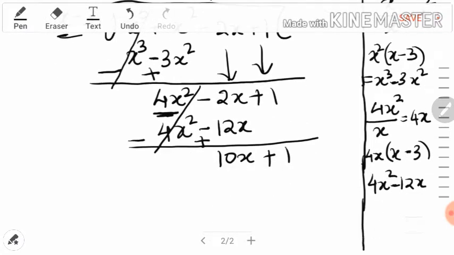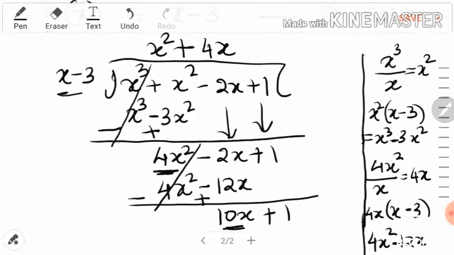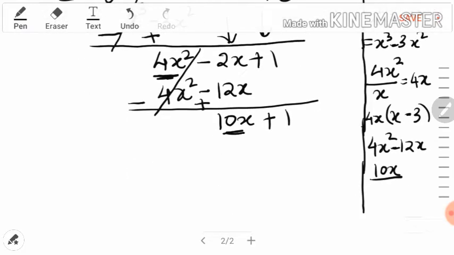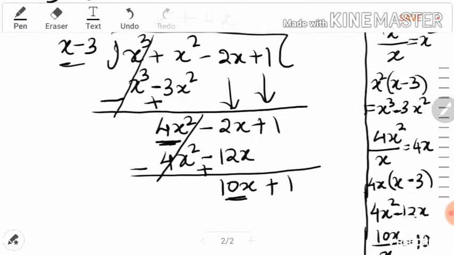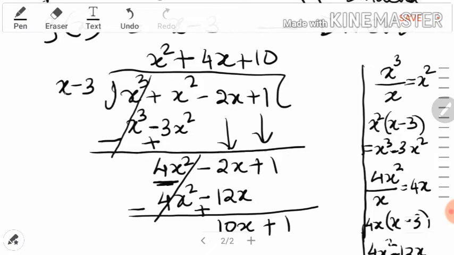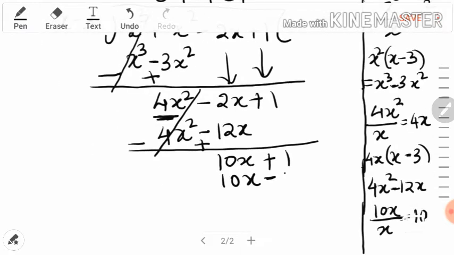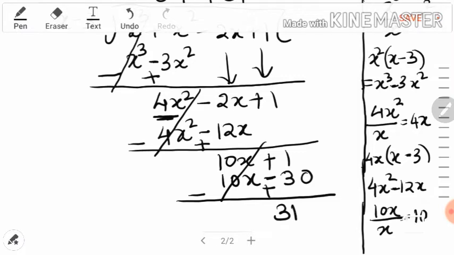Now again we repeat the same thing to find the third term. So 10x, we are dividing the term with the highest power in this expression by the first term of the divisor. So we get 10. So the third term is plus 10. Multiplying 10 with each term of the divisor, we get 10x minus 10 into 3 will give us 30. Now subtracting, we change the sign and we get here 31.